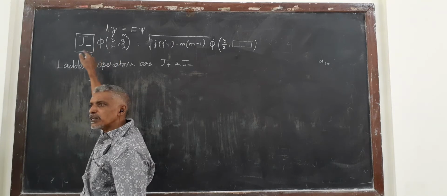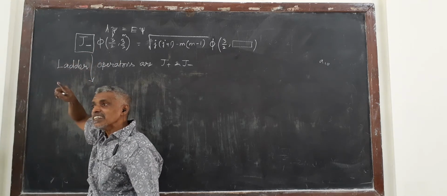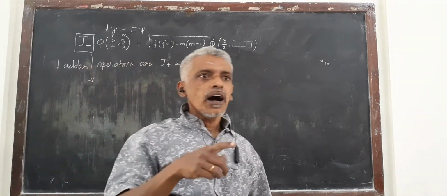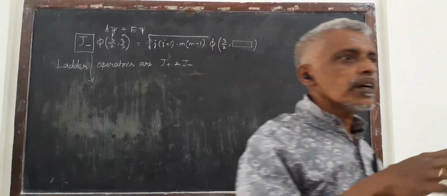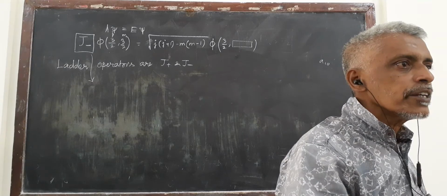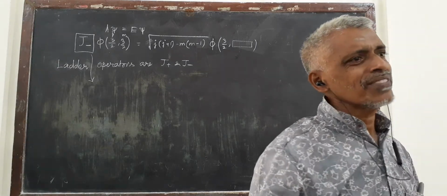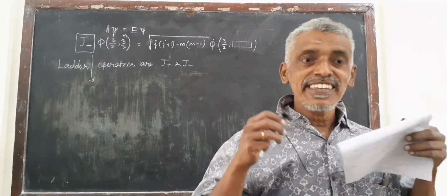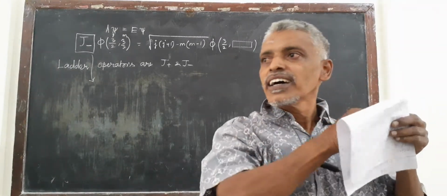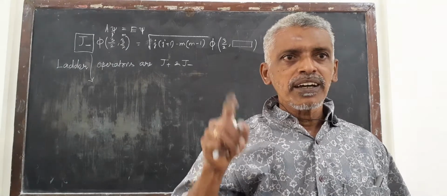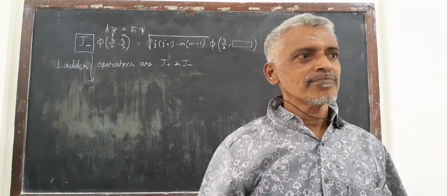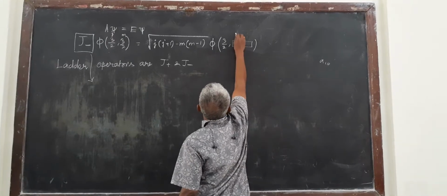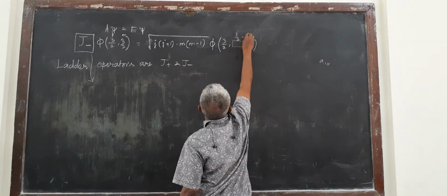What operation has to be carried out? That m has to be reduced by 1. Understand? Yes, please. I have to put 1 there? 1 by 2. Yes. To start with, I have written this 1 by 2.